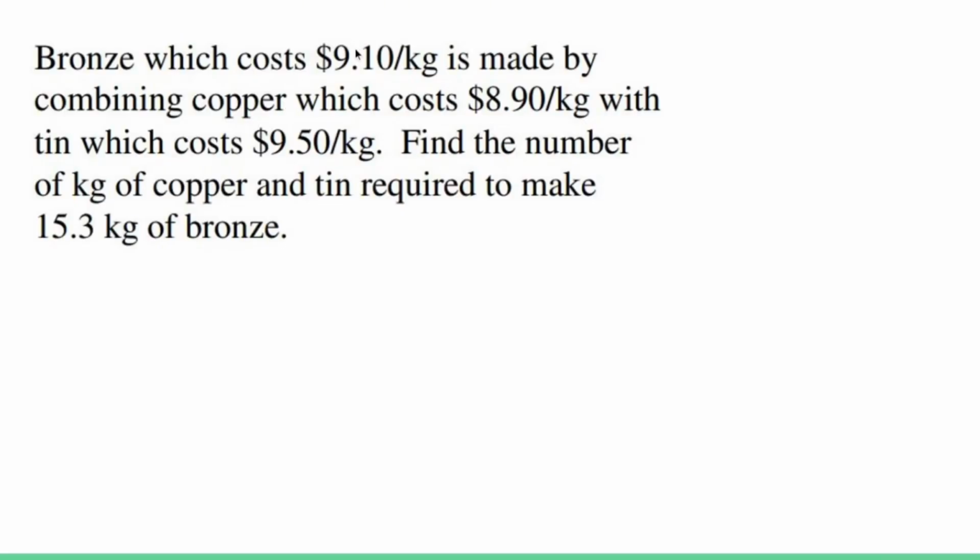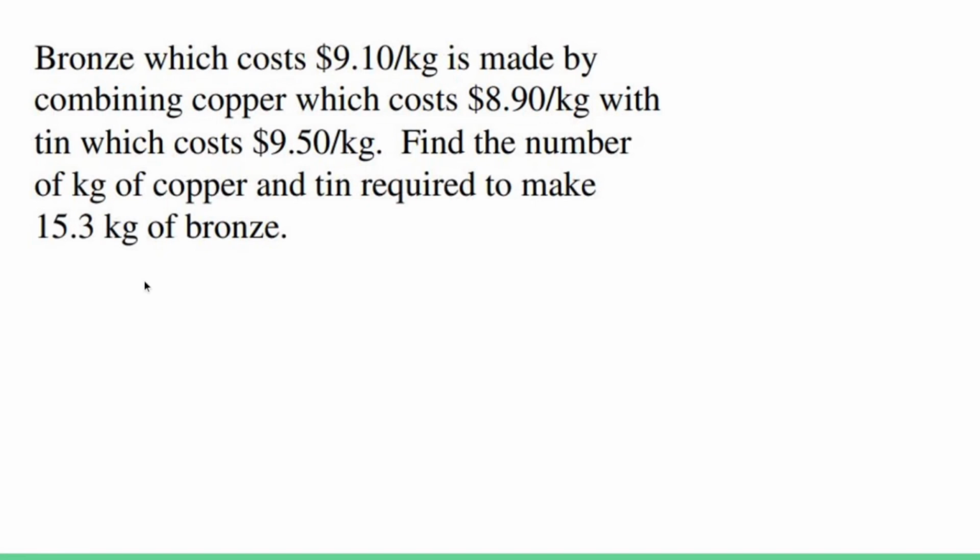Bronze, which costs $9.10 per kilogram, is made by combining copper, which costs $8.90 per kilogram, with tin, which costs $9.50 per kilogram. Find the number of kilograms of copper and tin required to make 15.3 kilograms of bronze. Now, this is a mixture word problem. Mixture word problems are difficult.